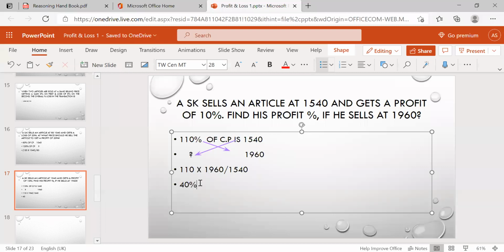If you sell at 1960, here also we didn't find the cost price. We don't want the cost price there. They gave a profit price and they gave another price to find out the profit percentage. So no need to find the cost price, nothing. Just directly we can do it like this. Okay.